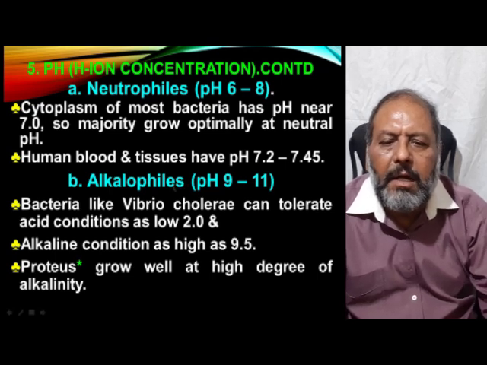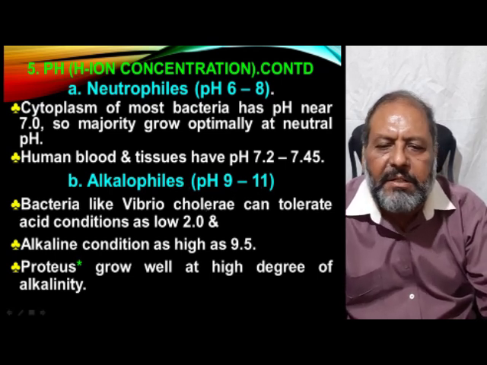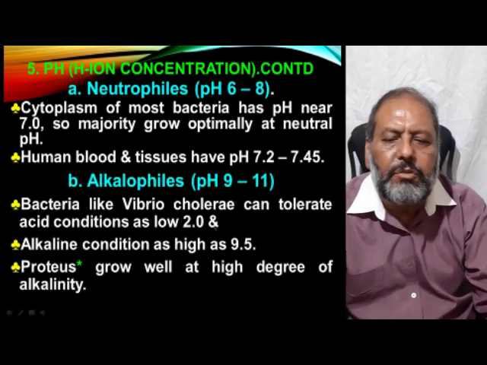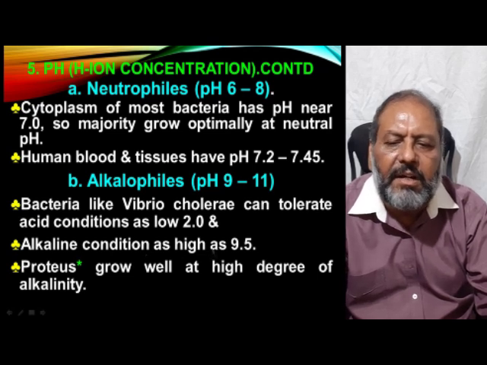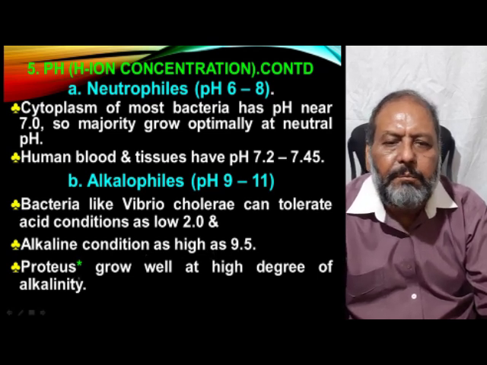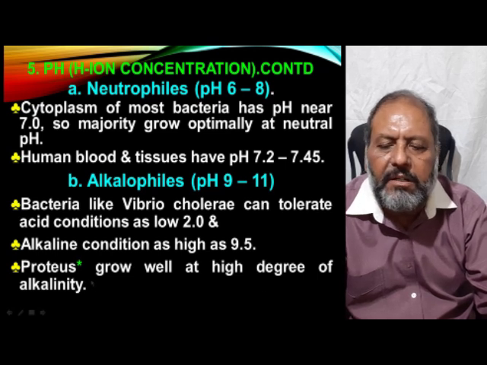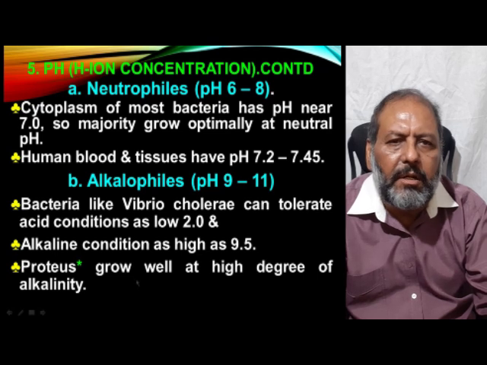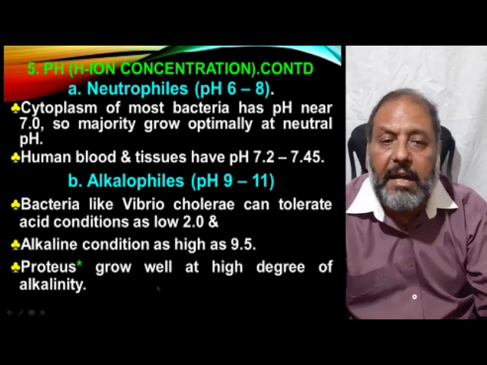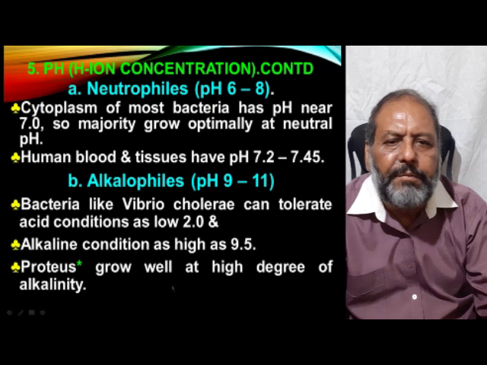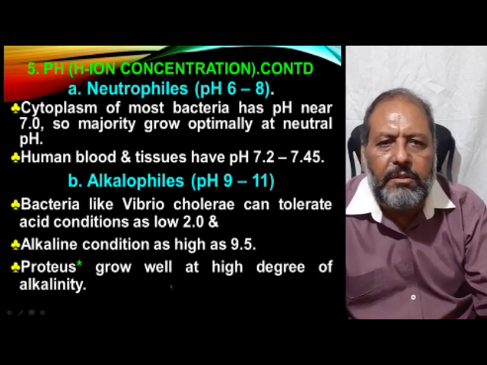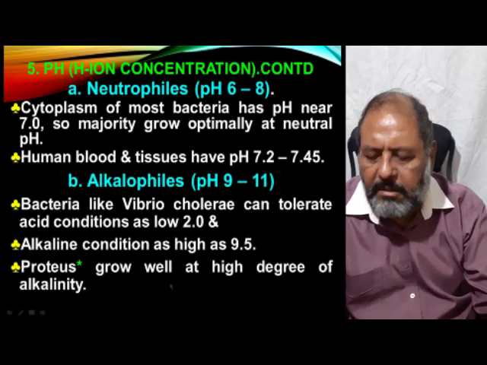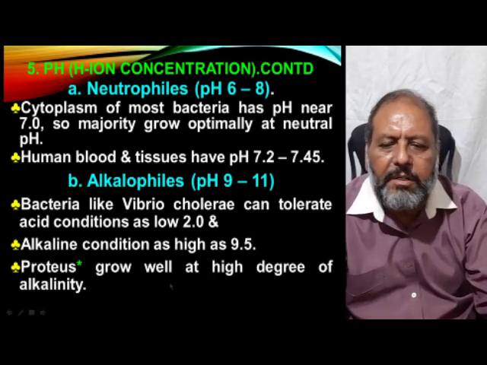Now, alkalophiles, pH 9 to 11. Bacteria like Vibrio cholerae can tolerate acid conditions as low as pH 2.0 and alkaline conditions as high as 9.5. Proteus grows well at a high degree of alkalinity. So this is a very good way to check the pH of the urine: if the urine is alkaline, there is the possibility of Proteus, and if the urine is acidic, there is no chance of Proteus growing there. So this is a point of differentiation to see whether the bacterium is E. coli or Proteus.